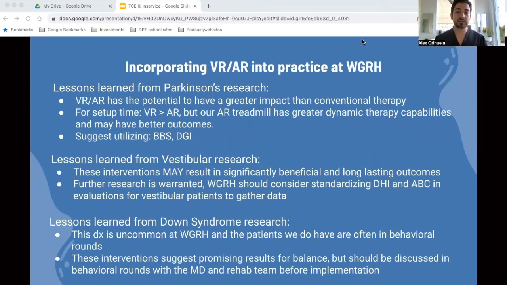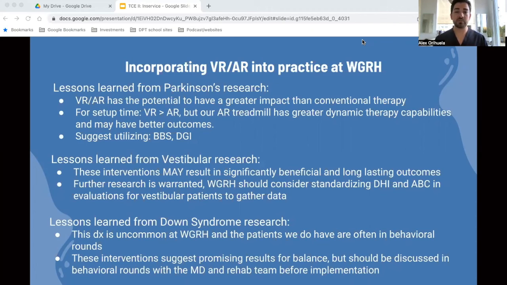With regards to Parkinson's, virtual reality and augmented reality has been shown to have the potential to have a greater impact than conventional therapy. We are likely all aware that Parkinson's patients benefit from bright, easily visible visual cues and noises such as metronomes to initiate movement. This bodes quite well for the CMIL AR system, in particular to provide gait training. West Gables would benefit from standardizing the BBS and the DGI to track patient outcomes when using these systems.